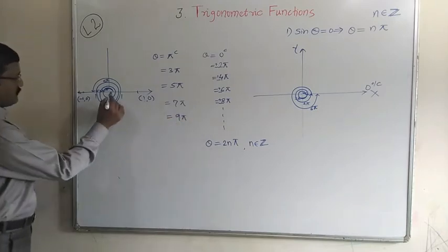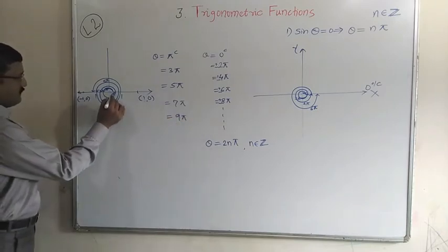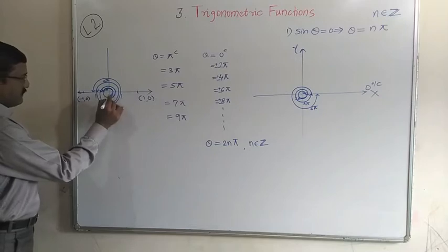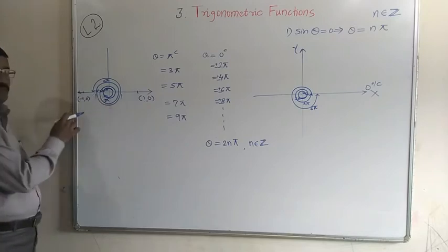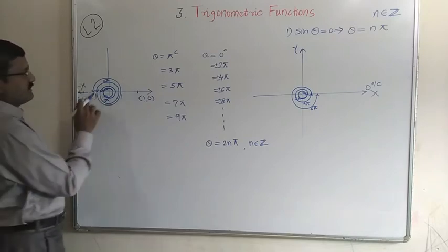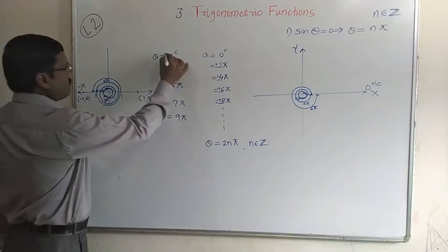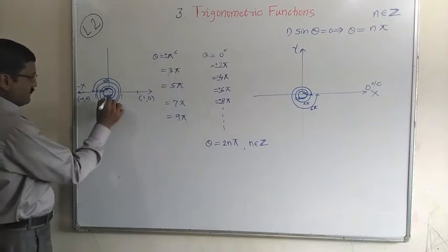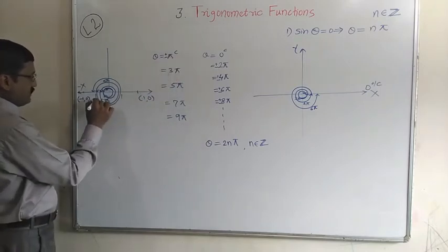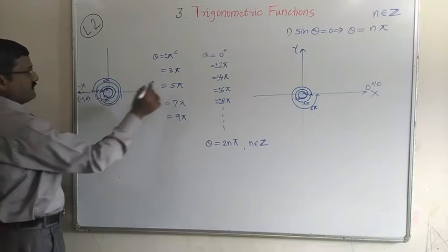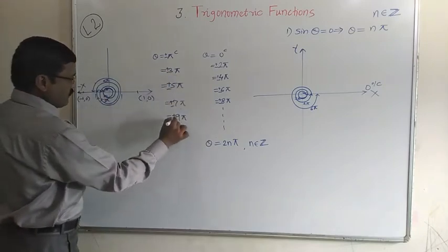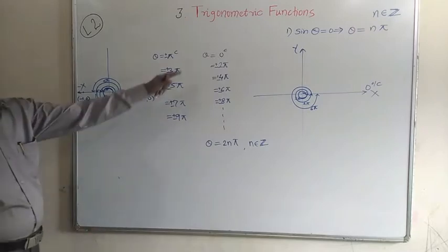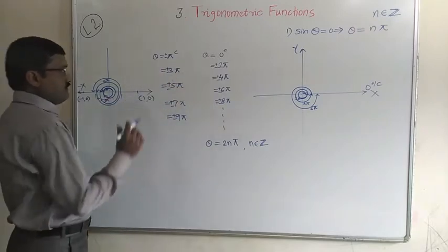In the reverse way also, if you take the angle of measure minus pi, then also we reach the negative x-axis, so sin theta will be 0 there, so plus minus pi. Similarly, for all these negative angles, we get the same solutions. So these angles may be positive or negative, we get sin theta equal to 0.